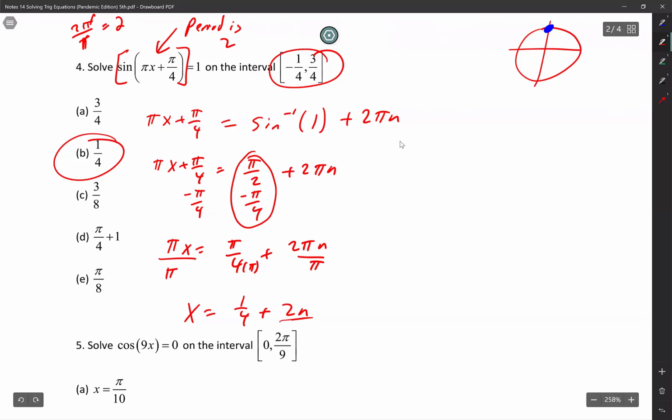Yeah, if you add the 2n, it will go out of the domain. The domain is between negative 1/4 and 3/4. So that 1/4, if I add 2, it will be already out.